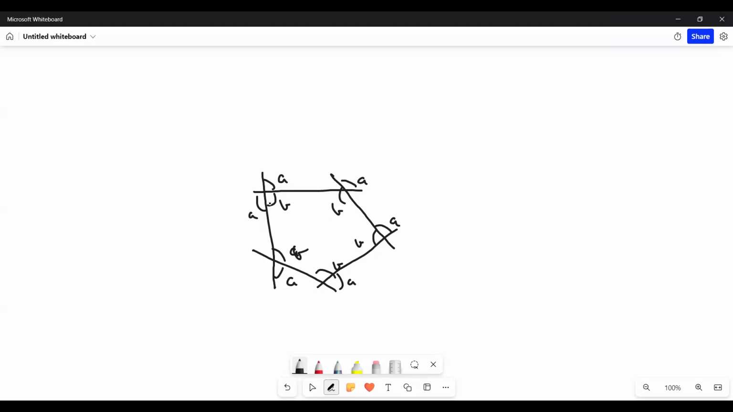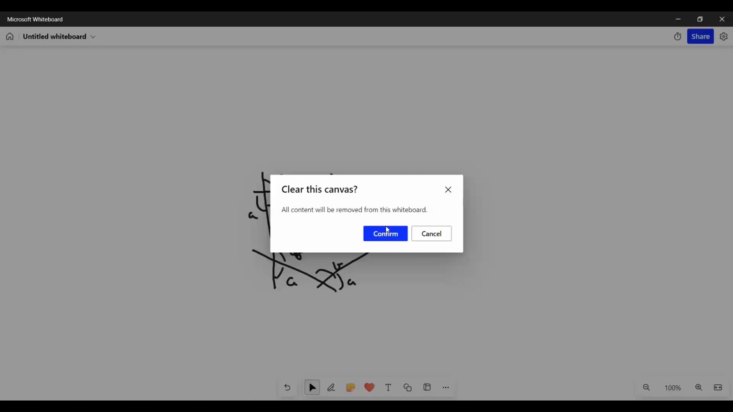B is 108. Okay. How did you get that? N minus 2 into 180, 5 minus 2 into 180, divided by 5. Okay, and that's correct. And then 180 minus 108 gives you the exterior angle 72. That's correct. Yeah. So I'm erasing this. Okay, I'm placing the other one.